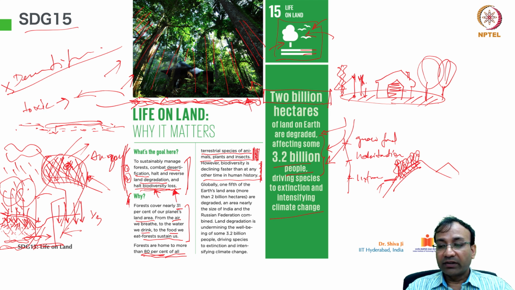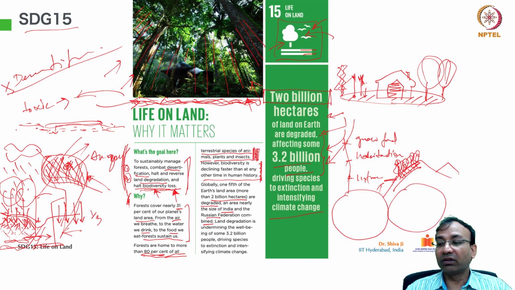Globally, one fifth of the Earth's land area, more than 2 billion hectares, is degraded. So one fifth, 20%, that is around 2 billion hectares. This fact, like what we saw. An area nearly the size of India and the Russian Federation combined. That's huge on the world map. If you see both of these, on one side India is here, and then Russia is at the top, spreading from Europe till this portion. It's a huge swath of land, right?